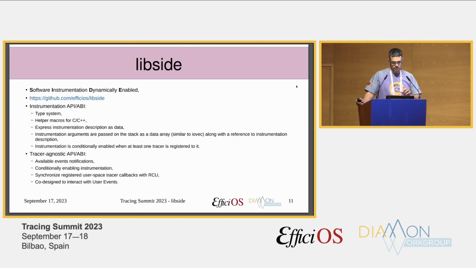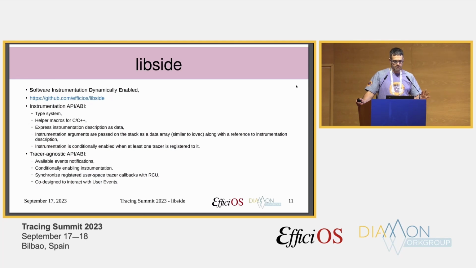So this is the main ABI for sending data over. And I got this from a discussion with the Microsoft guys, because they use that kind of technique in their trace logger. There are good things in the trace logger facilities, but combining this approach with pre-registration of events, I think, is the key there. Then the instrumentation is conditionally enabled when at least one tracer is registered to it.